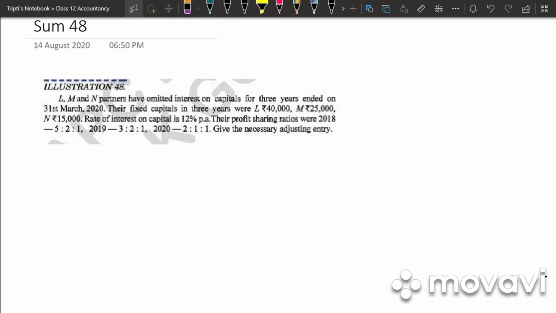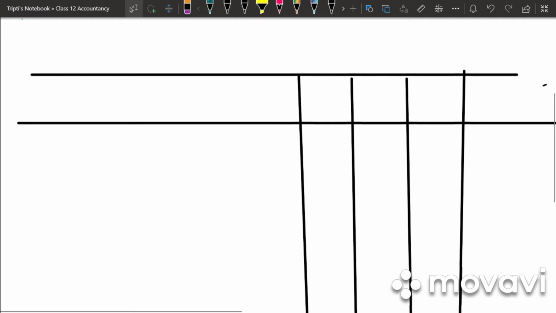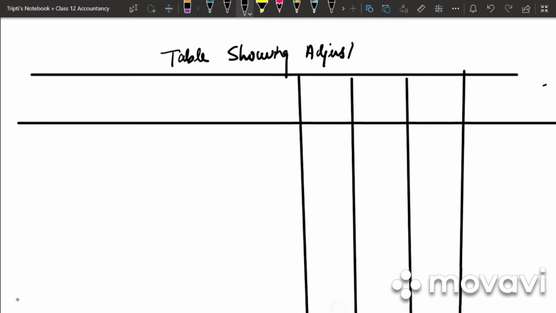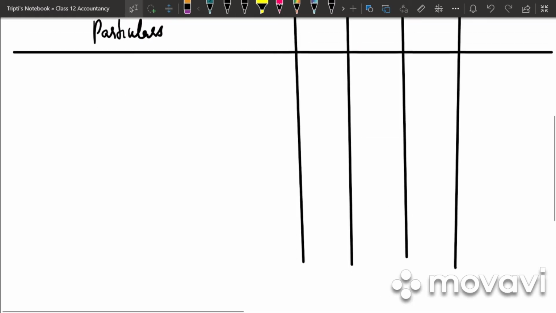So in this case, there have been 3 partners L, M, N. They have omitted the interest on capital not just for 1 year but for the past 3 years. So in this case, we will be working out the problem for 3 years. So the first thing we will be having is table showing adjustment. We'll have particulars L, M, N and total.